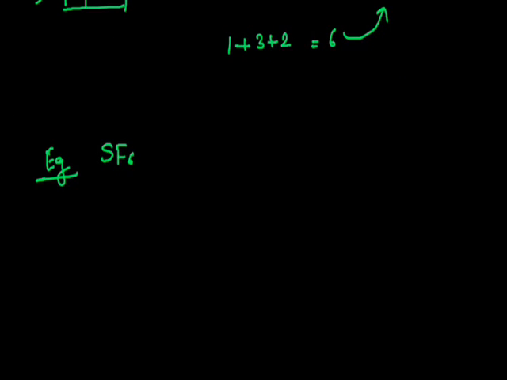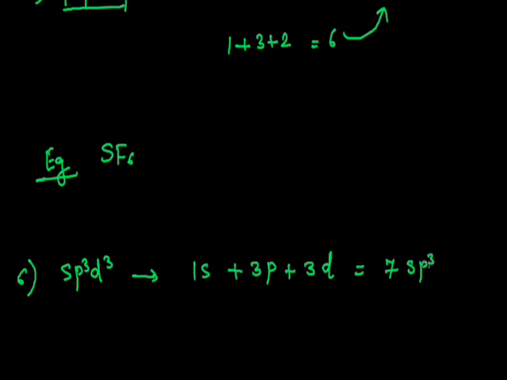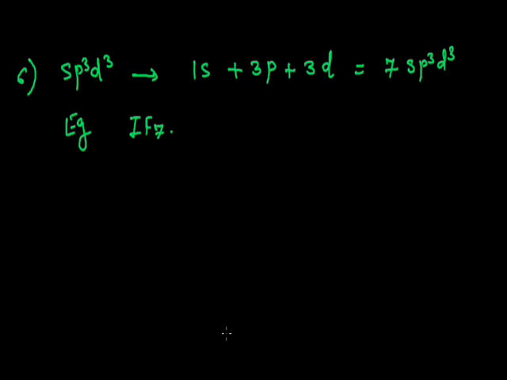Similarly, the next hybridization is sp3d3, where 1s combines with 3p orbitals and 3d orbitals, resulting in a total of 7 sp3d3 hybridized orbitals. For example, we can take the IF7 molecule. This is all about the concept of hybridization.